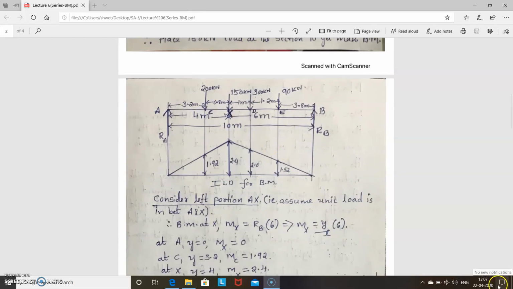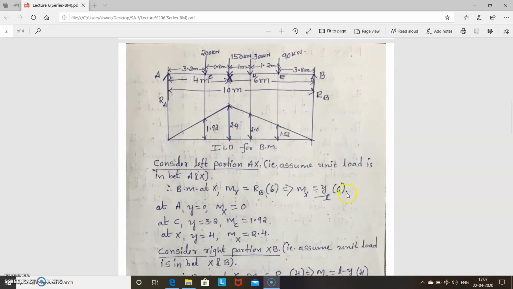Okay, then you find what is the maximum bending moment. How? First you have to find this ordinate value. So consider first left portion, that is AX. So means unit load is in between A and X. So what is bending moment at X now? I consider this side, since unit load is here. Plus RB into this 6 meter. So RB into 6. What is RB? RB is Y divided by L into 6.